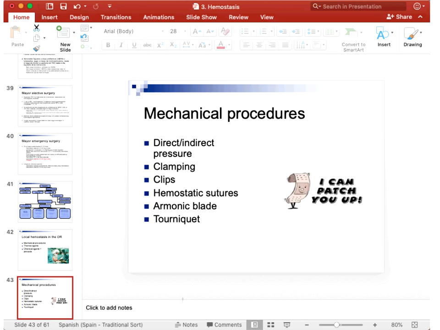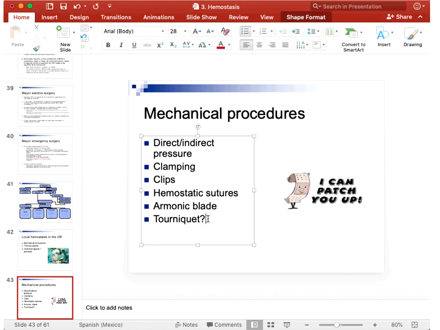So you can patch it up. Either you use clampings, you use clips. There are many things available in surgery so you can stop the bleeding. Now the tourniquet, I'm going to leave it here as a question mark because we don't use tourniquets anymore unless you can identify which vessel is causing the damage.